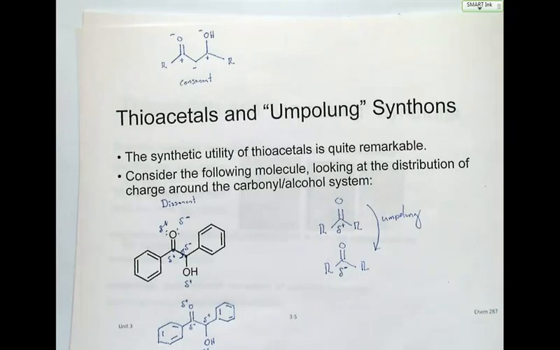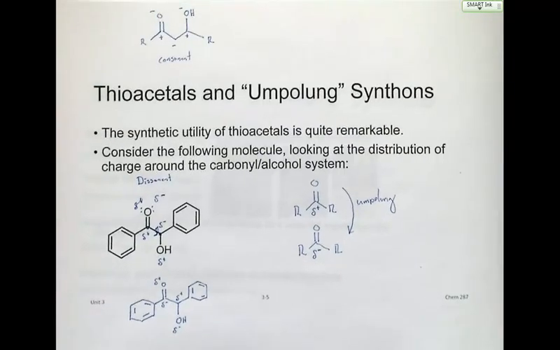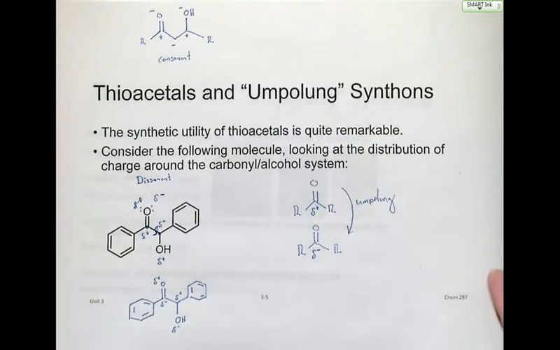And thioacetals are one way to do Umpolung. Another way we're going to learn in this chapter is something called cyanohydrins. And then there's another way, a reaction called the Stetter reaction. And we'll talk about carbenes maybe this semester. That's another way of doing it. But it's a useful technique because it allows us to change the reactivity of the carbonyl.